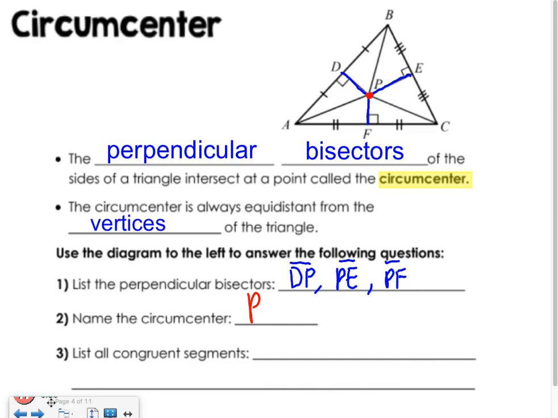Now we need to list all congruent segments. Wait, let's go with what Reggie was saying. So first he said BP, because look right here. They're all equidistant from the vertices. Here's a vertex. Here's a vertex. So all three of those green segments are congruent. So AP, BP, and PC.